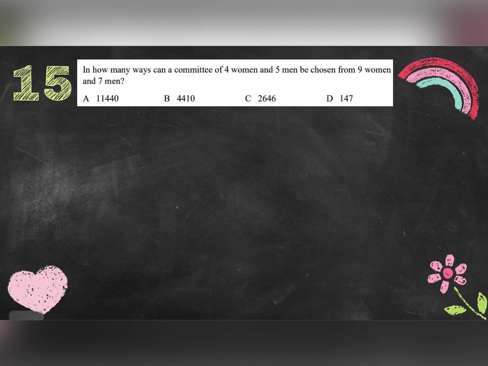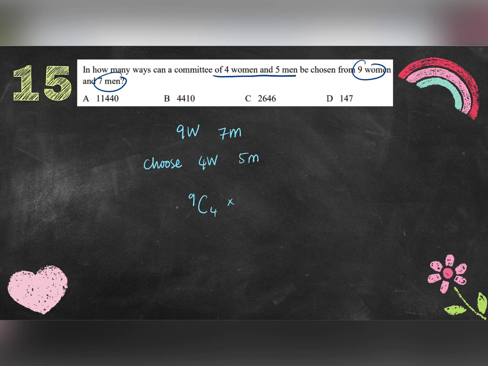In how many ways can a committee of 4 women and 5 men be chosen from 9 women and 7 men? Kita ada 9 women, kita ada 7 men. Kita nak choose 4 women and 5 men. So that means 9C4 times 7C5. Okay, apa jawapan dia? So I get 2646. So the answer should be C.